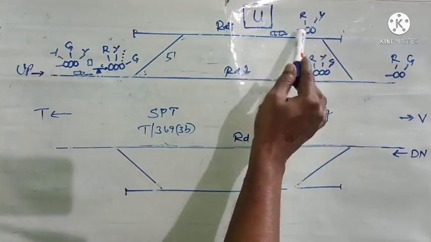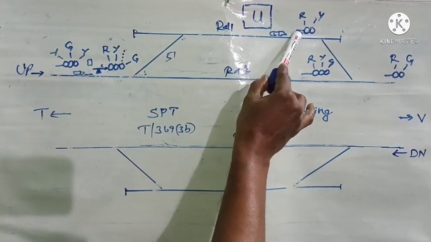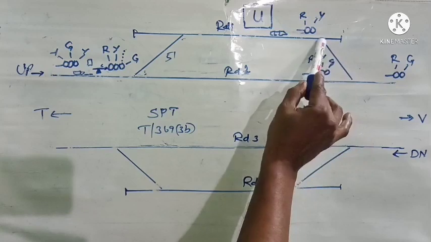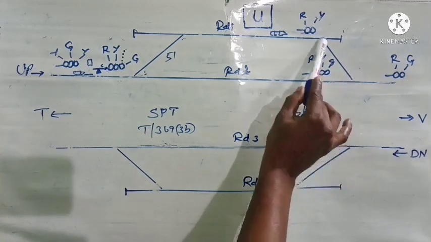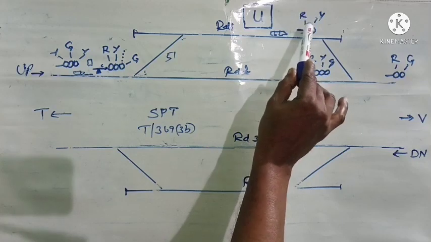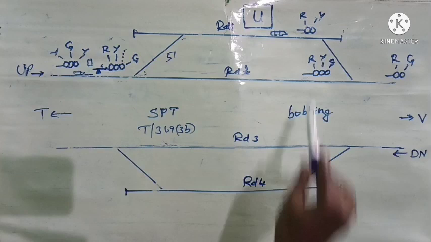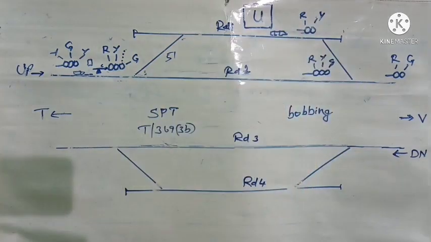And now the SM must try calling on signal if it is provided at the foot of the signal. If calling on is not available, he must clamp these points, these 2 point ends, and give T bar 369 3B to the loco pilot to pass the starter signal at on, because now it is failed.